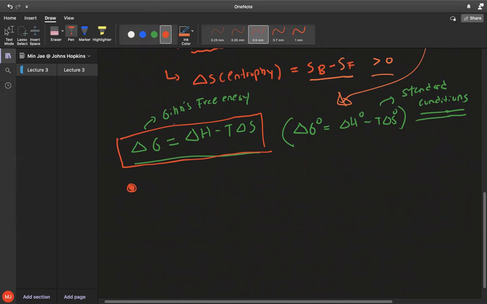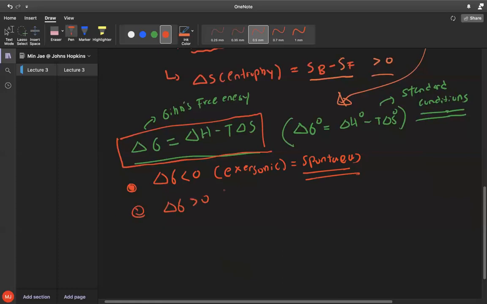Now, as you may notice, when delta G is negative, we call that exergonic. Exergonic means it's spontaneous. When delta G is positive, it's endergonic. That is not spontaneous.